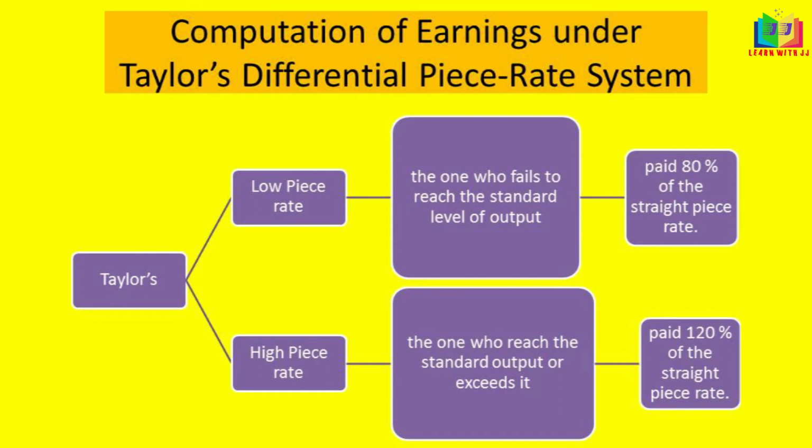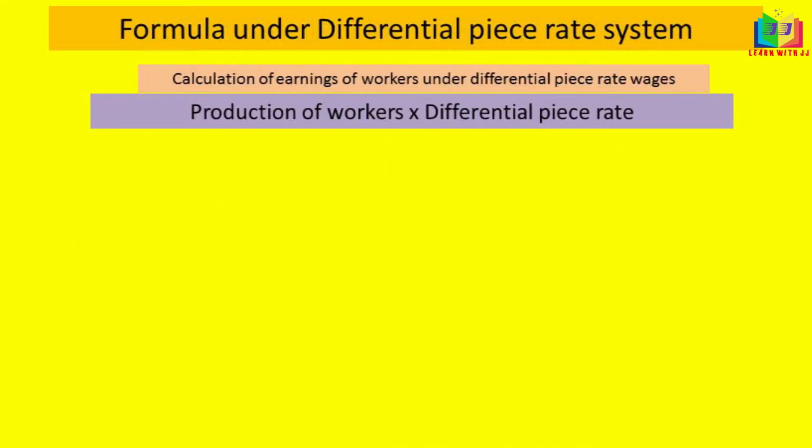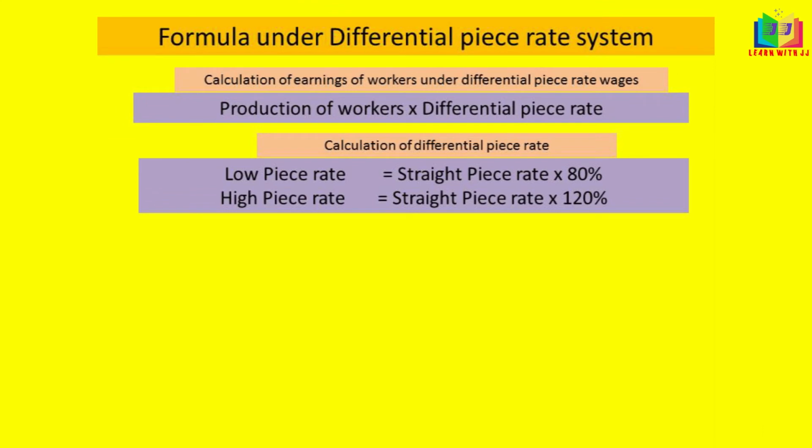Now we'll see the formula used under this differential piece rate system. As I said, earnings of workers under differential piece rate wages is nothing but the production of workers into the differential piece rate, and this differential piece rate is based on the performance. So for low piece rate they'll get straight piece rate into 80%, for high piece rate they'll get straight piece rate into 120%. And we'll see how to classify these two workers under the low performance and high performance category.